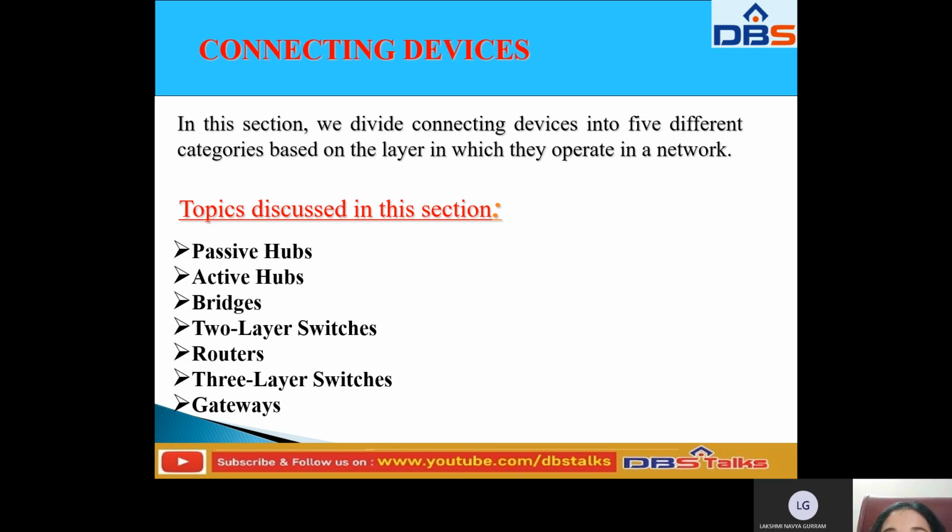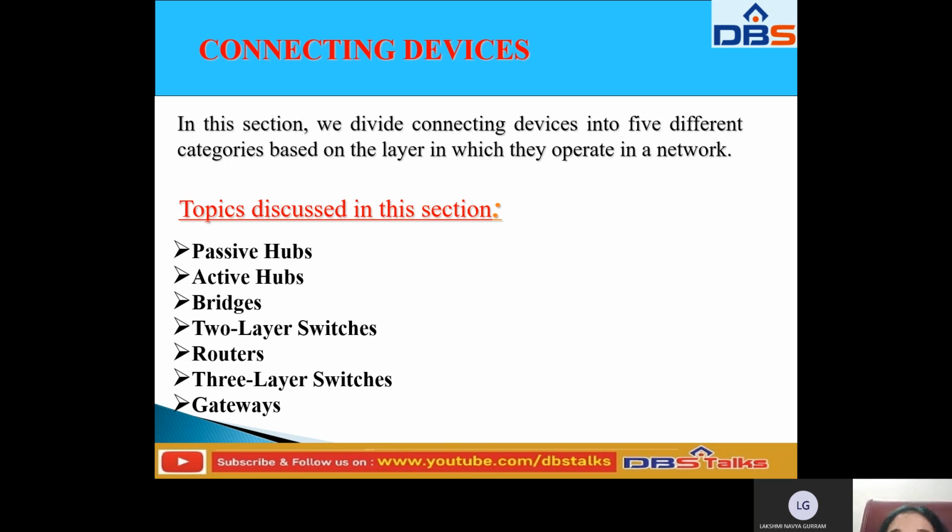So the devices will be divided into 5 categories. With those 5 categories we will discuss in the diagram. What those categories are, we will discuss later. So in this section we are going to divide the connecting devices into 5 different categories based on the layer in which they operate in the network.